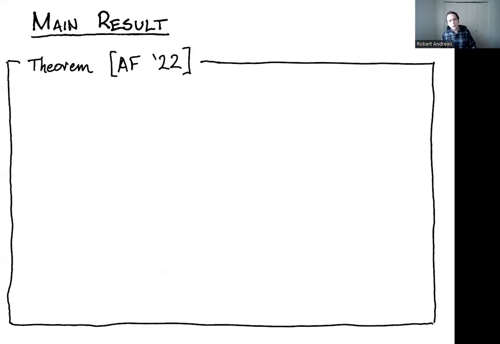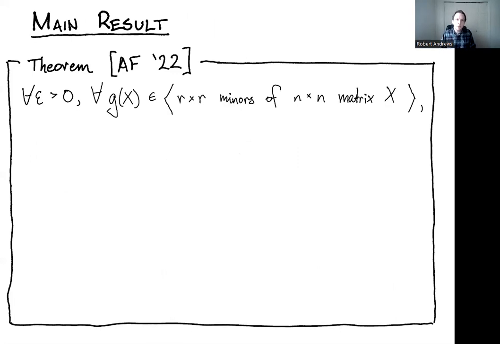So I said this was some kind of approximate reduction. So we're going to have some approximation parameter epsilon sitting around. And then we're also going to have some polynomial g from this ideal. Now on the previous slide, this was the ideal of minors of size n over 2. Here we're just looking at minors of size r, where r could be n over 2, it could be square root n, whatever you like. Now, what are we going to do? We're going to try and reduce the task of computing the determinant to the task of computing this polynomial g in the ideal. So we'll have some subroutine that computes g, and we want to use that to compute the determinant.